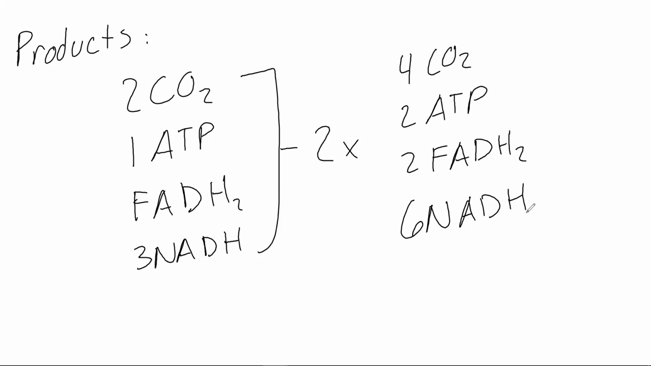Now, if you're looking at the original reaction for cellular respiration, I have glucose, I add oxygen, I produce carbon dioxide, and I produce water. I don't know where water has come from yet. Water is going to come from the electron transport chain. So let's talk about the electron transport chain.